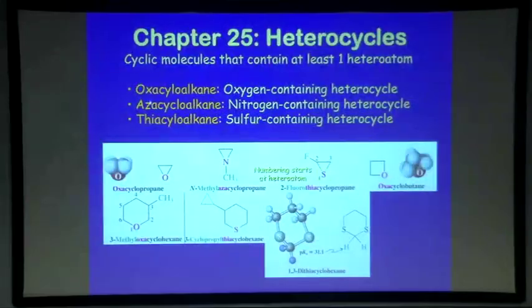And they're named as cycloalkanes with a prefix that indicates the nature of the heteroatom. So if you have an oxygen, so that would be a cyclic ether, like tetrahydrofuran, it would be called an oxacycloalkane. So tetrahydrofuran really in IUPAC is oxacyclopentane. Okay? 5-membered ring, cyclopentane, one carbon replaced by oxygen.